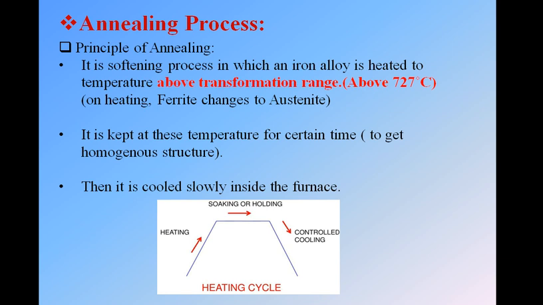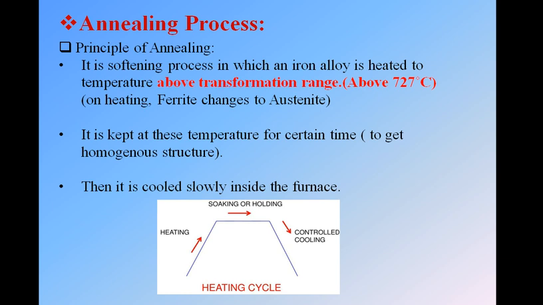Then we hold the material at some temperature to get a homogeneous structure, and then we cool it in some medium. We can cool any heated material in water, in air, or in a furnace. On the basis of cooling we have four types of heat treatment processes, as we studied: first annealing, second normalizing, third hardening, and fourth tempering.